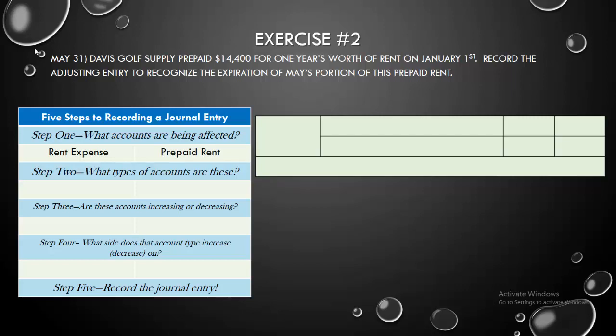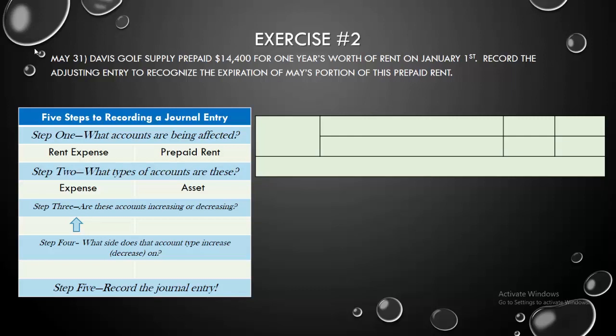What type of accounts are these? Well, rent expense ends in expense, so it's an expense. And prepaid rent, like all prepaid assets, is an asset. Are they increasing or decreasing? So rent expense represents how much our company spent in total on rent during the period. And since this is more rent that we have to recognize, that's got to be going up.